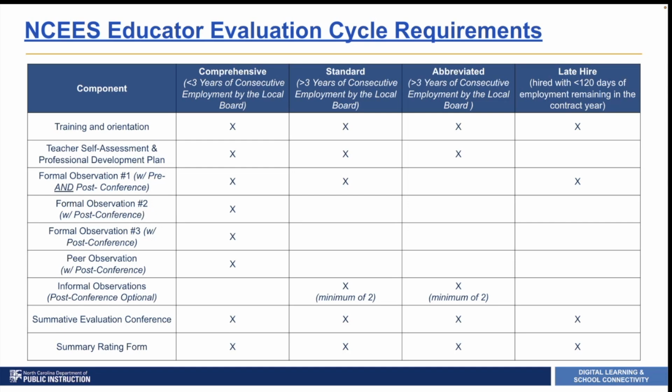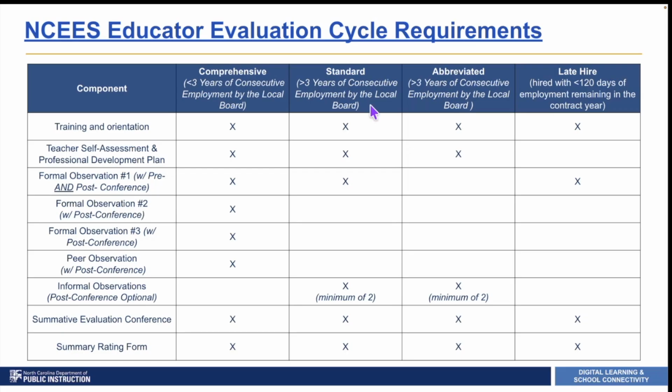So as you can see, comprehensive would be less than 3 years of consecutive employment by the local board. So that would include teachers new to a district, even if they have experience, and beginning teachers or BTs. The standard cycle is assigned to people with more than 3 years of consecutive employment by their local board, and the abbreviated is assigned to people who have more than 3 years of consecutive employment and there are no performance concerns. So you can be placed on that abbreviated if you have that 3 years.